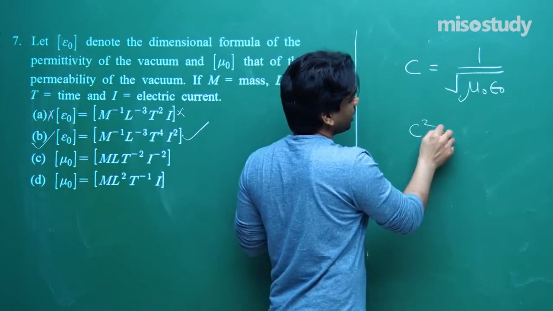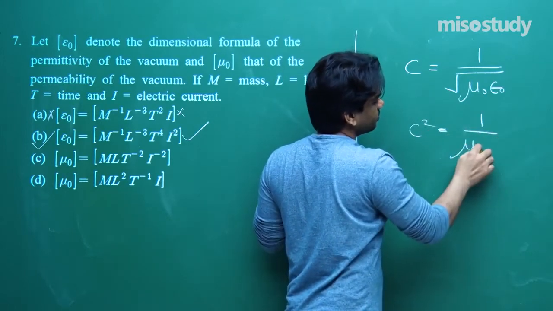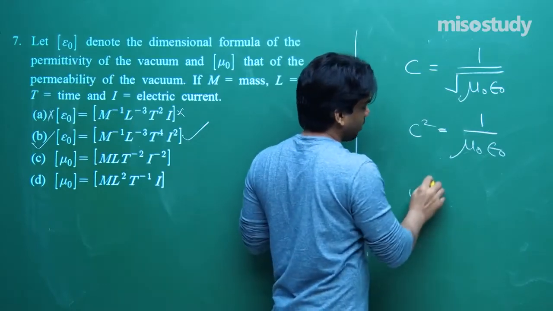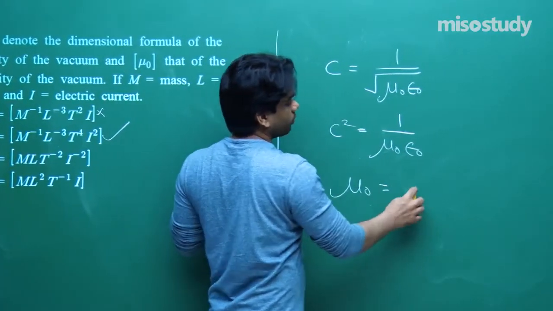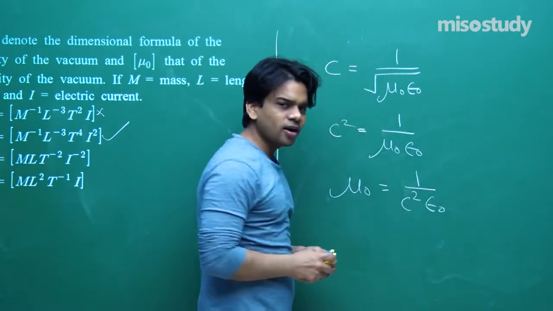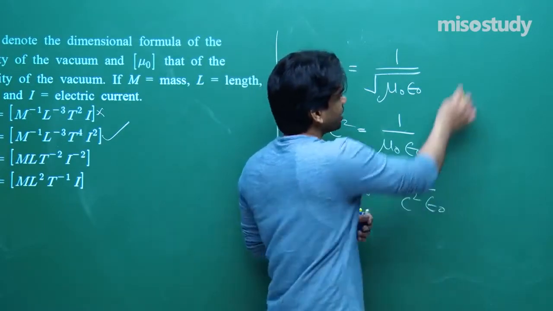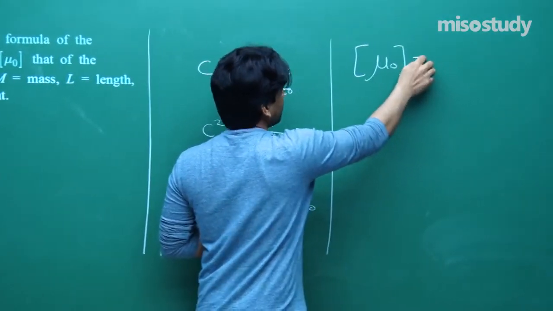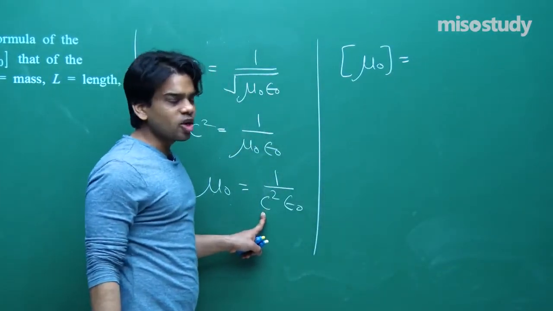So c square can be written as 1 upon mu naught epsilon naught. This is an easy way to find out the dimensional equation for mu naught. So mu naught will come out as 1 upon c square epsilon naught. Just simply put the dimensional formula for each of the terms. Mu naught is equal to c square in the denominator.